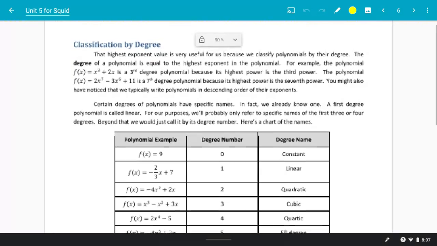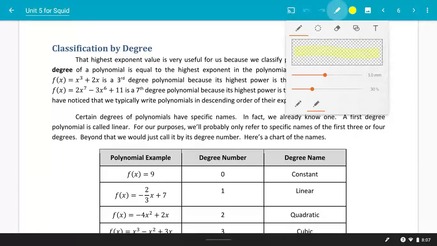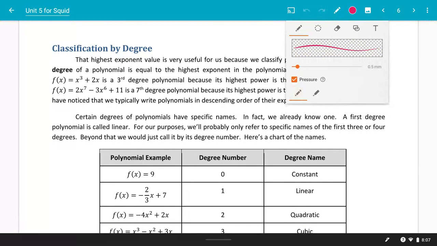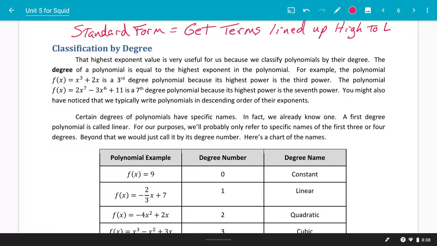All right, so how do we classify polynomials? Well, first of all, I want to talk about standard form. We've talked about this a little bit. Standard form means, hey, it's just the way we want it to look. Standard form means get your terms lined up, high to low. Look for a GCF, that's something everyone should know. You've heard that before? Yeah.